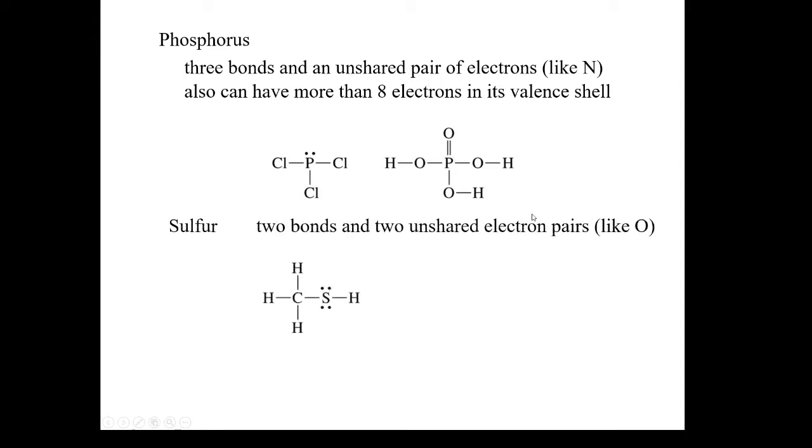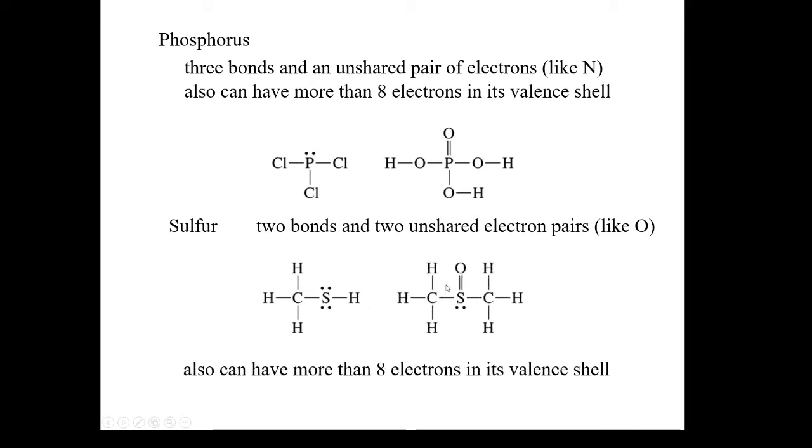Sulfur, same idea. It would love to be just like oxygen, but it also has an empty d orbital sitting there, in the 3d, and can hybridize and make multiple bonds. So as we get bigger, we have more possibilities. You're going to see these linkages in DNA, linking our phospholipid bilayers.